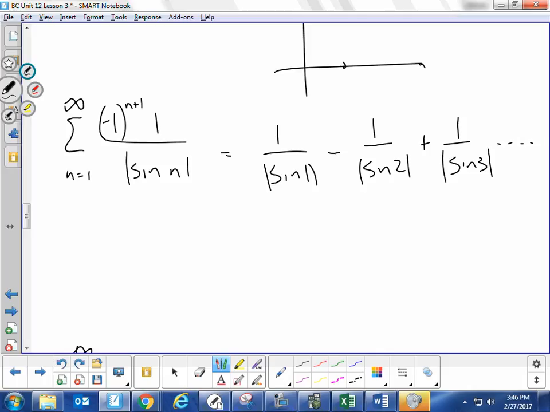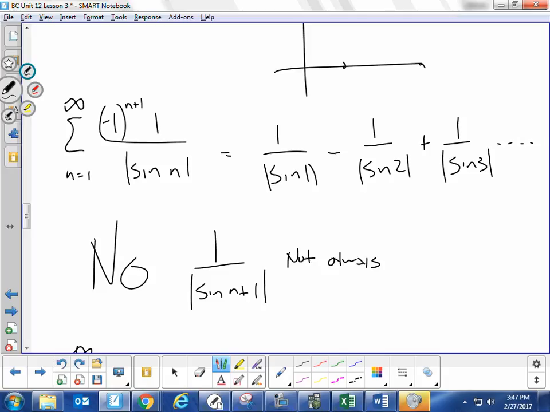Yeah, sine's not increasing as I go on. Sine of 1 could be bigger than sine of 2. It could be less than sine 2. So no. 1 over sine of n plus 1 is not necessarily less than 1 over sine of n. Okay.